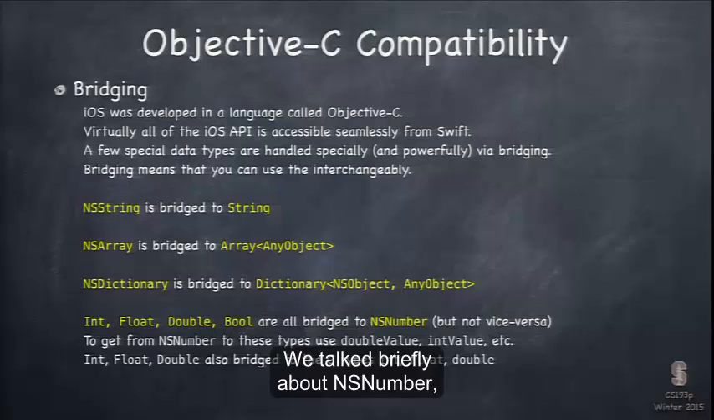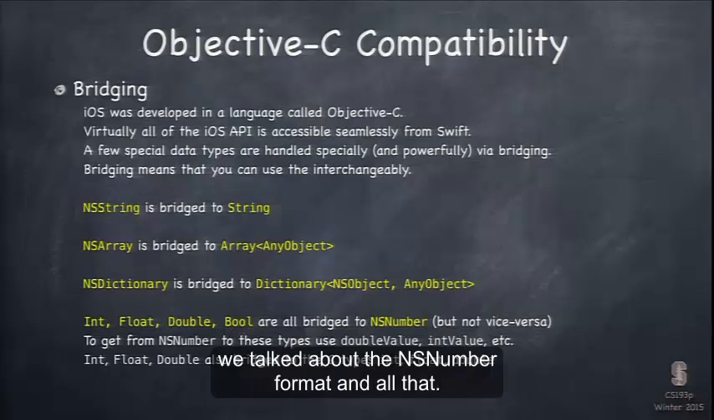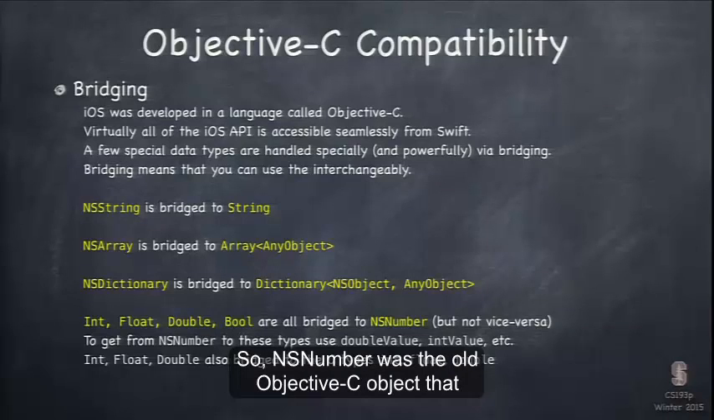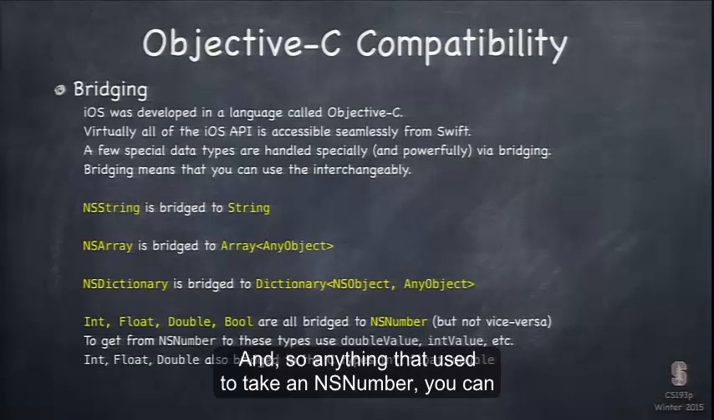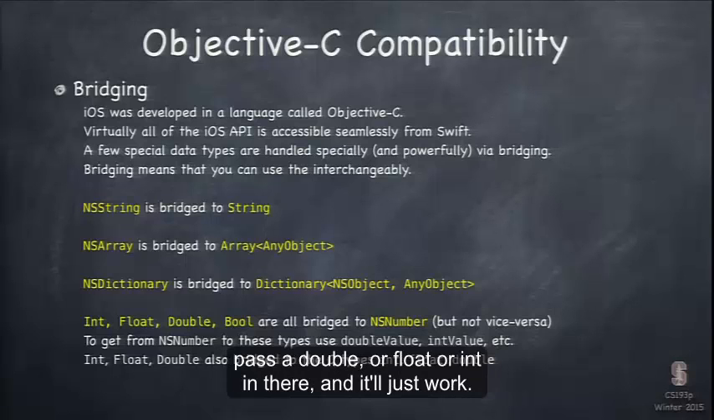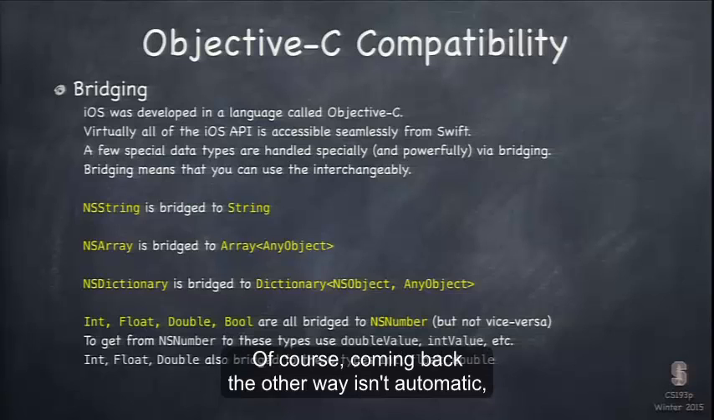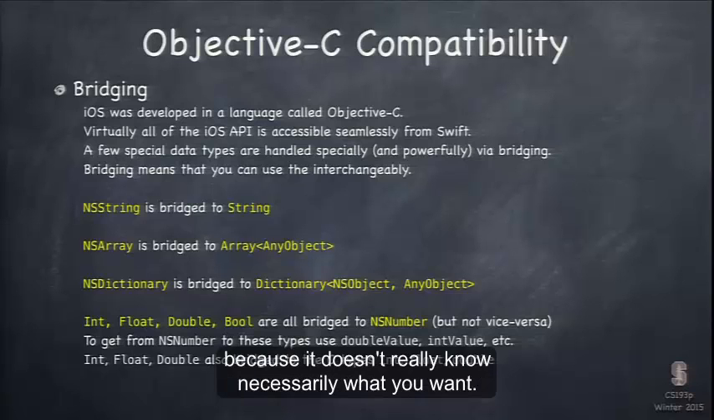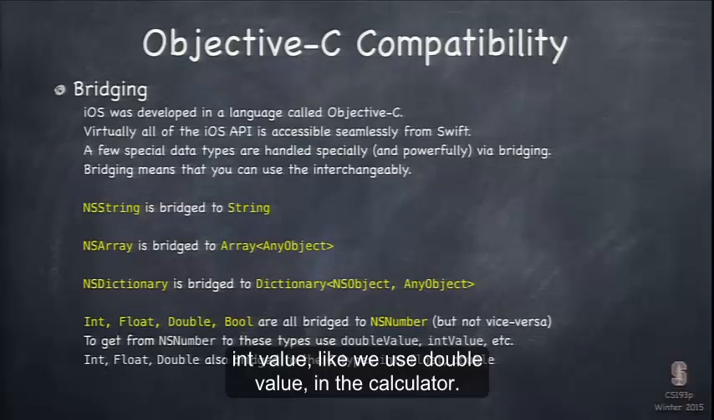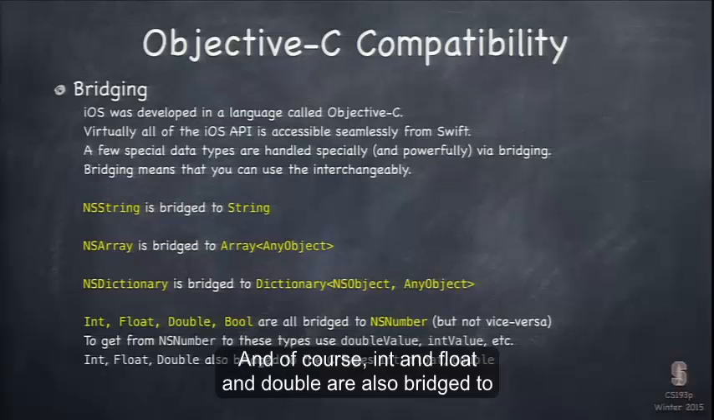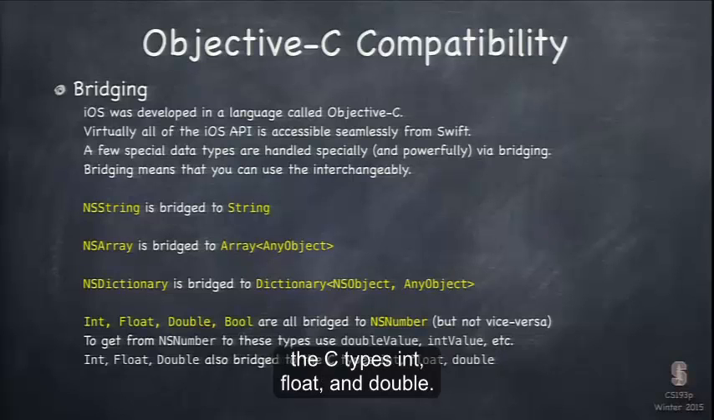We talked briefly about NSNumber. We talked about the NSNumberFormatter and all that. So NSNumber was the old Objective-C object that just meant any kind of numeric value. And so anything that used to take an NSNumber, you can pass a Double or Float or Int in there, and it'll just work. Of course, coming back the other way isn't automatic because it doesn't really know necessarily what you want. But you can use the methods like doubleValue or intValue, like we use doubleValue in the calculator. And of course, Int and Float and Double are also bridged to the C types, int, float, and double.